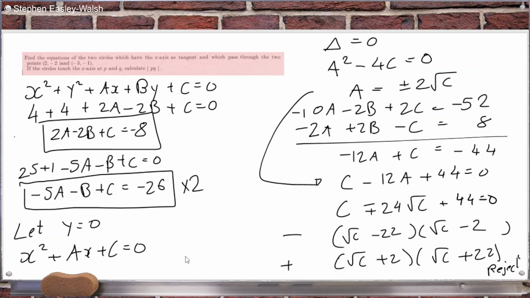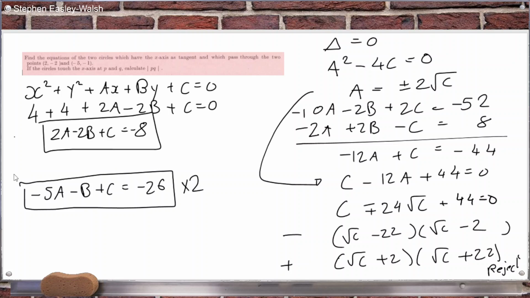I'm going to have to make some space here, but I don't want to delete these equations because I'll need them in a moment. Let me just clear off some space here. Okay.